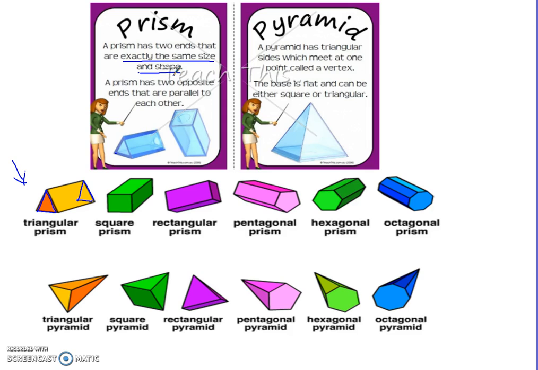And a prism has two opposite ends that are parallel to each other. So if you look at the square prism, you have one base here and the other base on the other side. These areas will be the same for both ends, and they're parallel to each other.